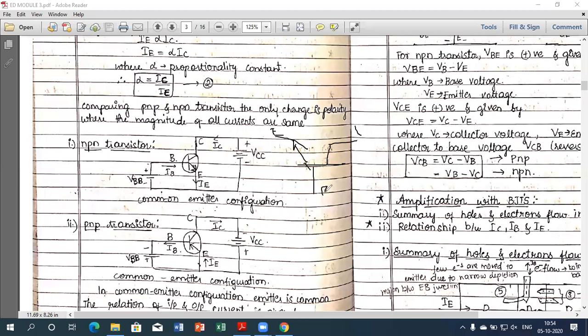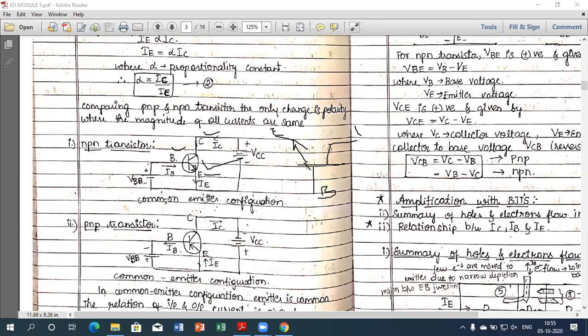This is the base. Now, here this is rotated like this. This is nothing but the emitter here, this is nothing but the base, and this is nothing but the collector. So now, look at this diagram.